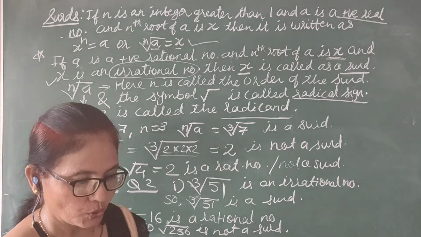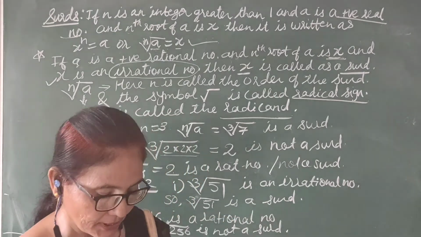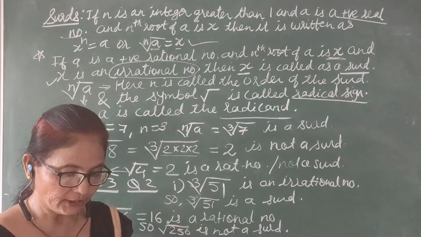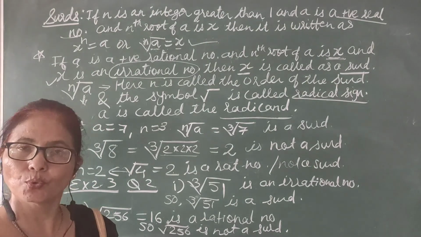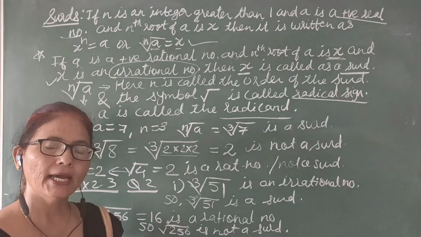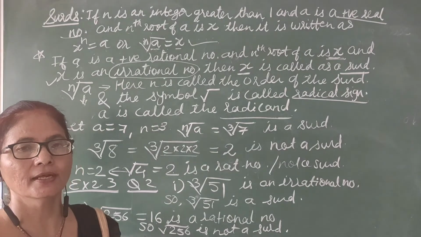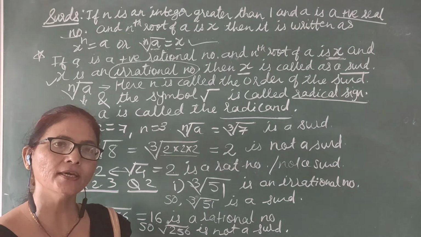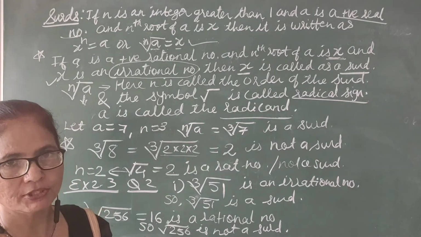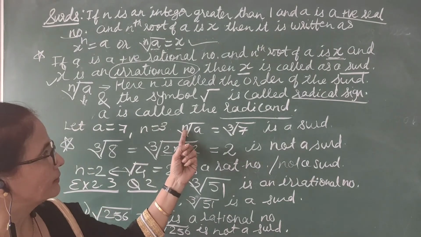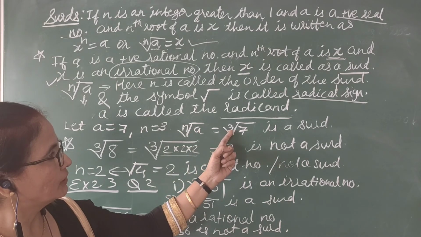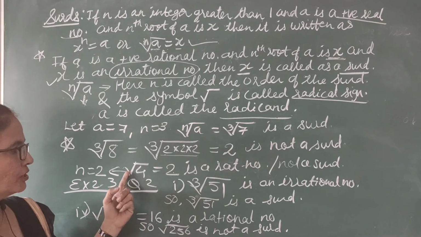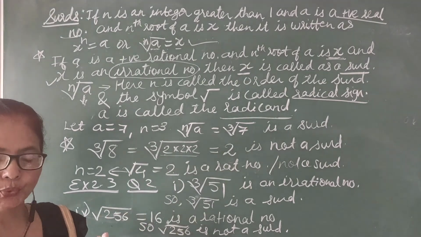So I hope you understood both the examples. In this way, today we have studied what is meant by a surd, how to identify a surd, and give the reason why it is a surd and why it's not a surd, and also the order of the surd. Order means here n. Here n is 3; here, where square root is mentioned, the order is 2.